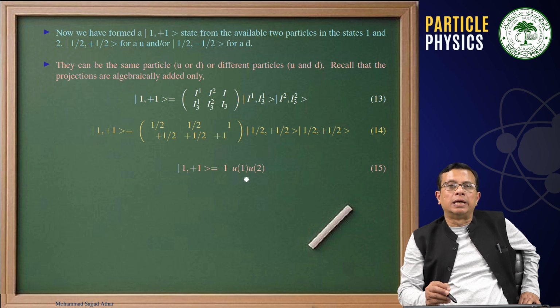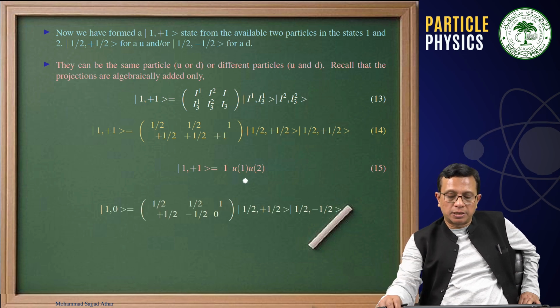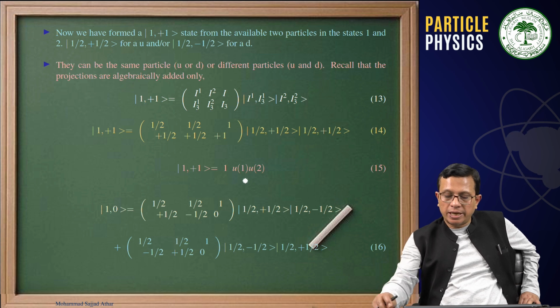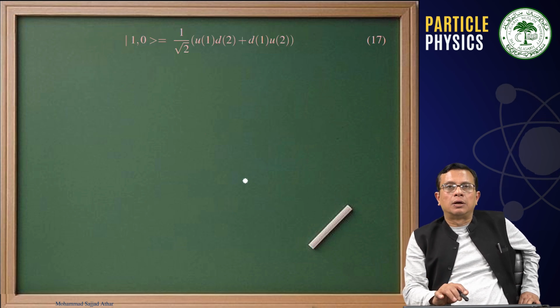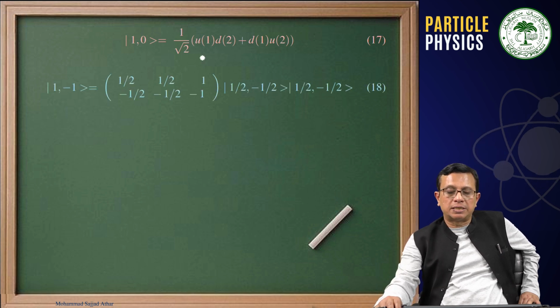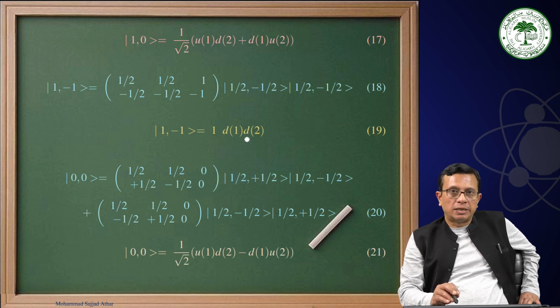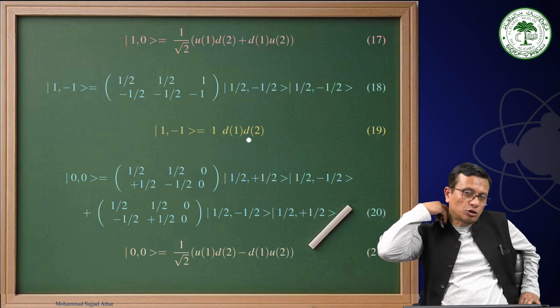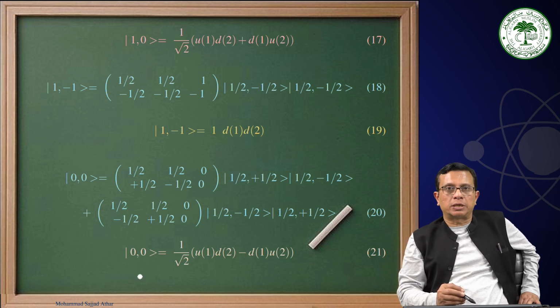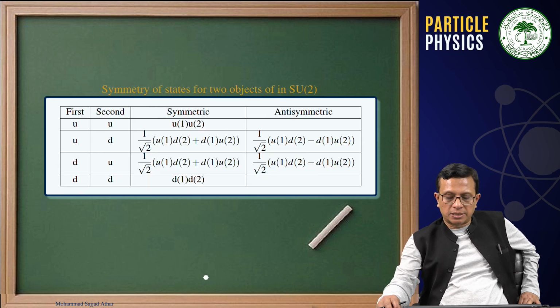Now we have formed the 1, plus 1 state, and when we form the 1, plus 1 state, we saw that it is only U: the particle in state 1 is U, and the particle in state 2 is U. Then for 1, 0, we found that this is 1 by root 2, particle in state 1 is U, particle in state 2 is D, plus particle in state 1 is D, and in the second state it is U. Then 1, minus 1 we obtained. In both cases, we have a down quark in state 1 as well as in state 2. Then we had isotopic spin 0, whose total projection was 0. This was possible as 1 by root 2 (U1 D2 minus D1 U2).